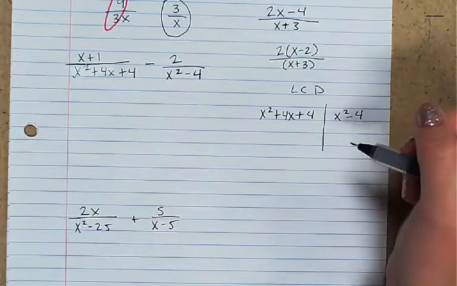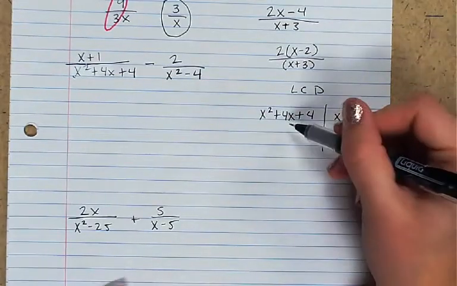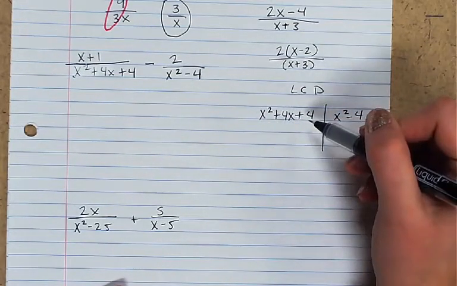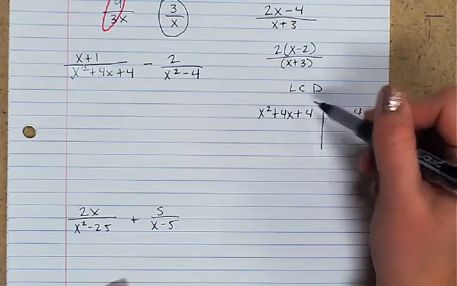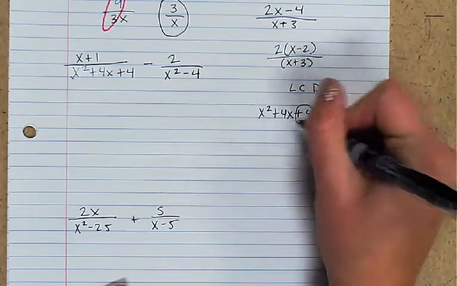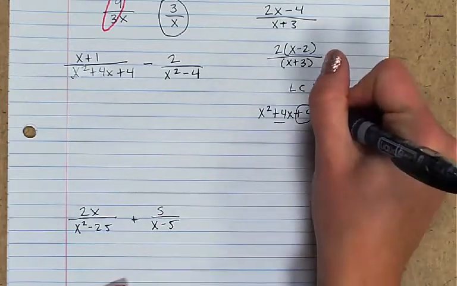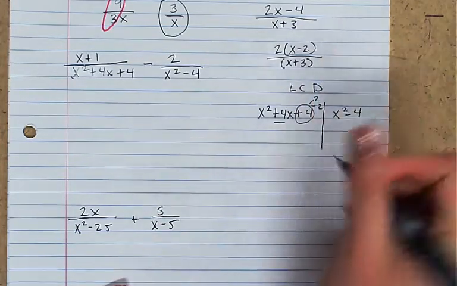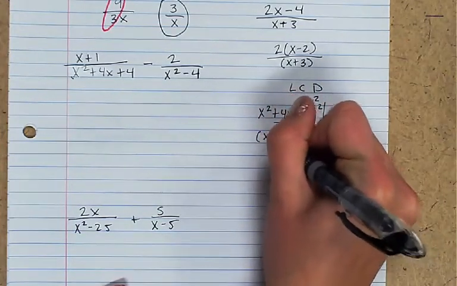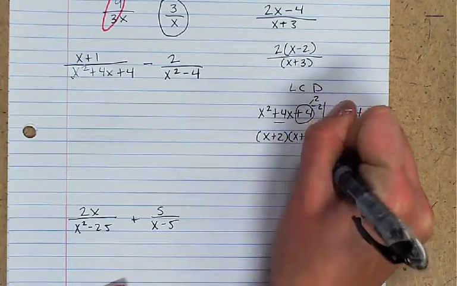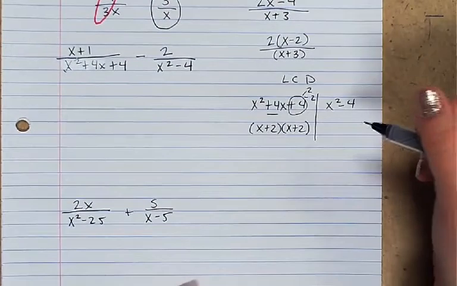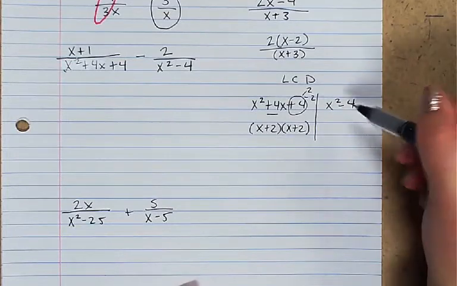From there, I factor anything that I can. For this first one, we have 3 terms. So we can just do what multiplies to 4 and adds to 4. It's going to be 2 and 2. So this is going to factor into x plus 2 times x plus 2, or x plus 2 squared, either way.